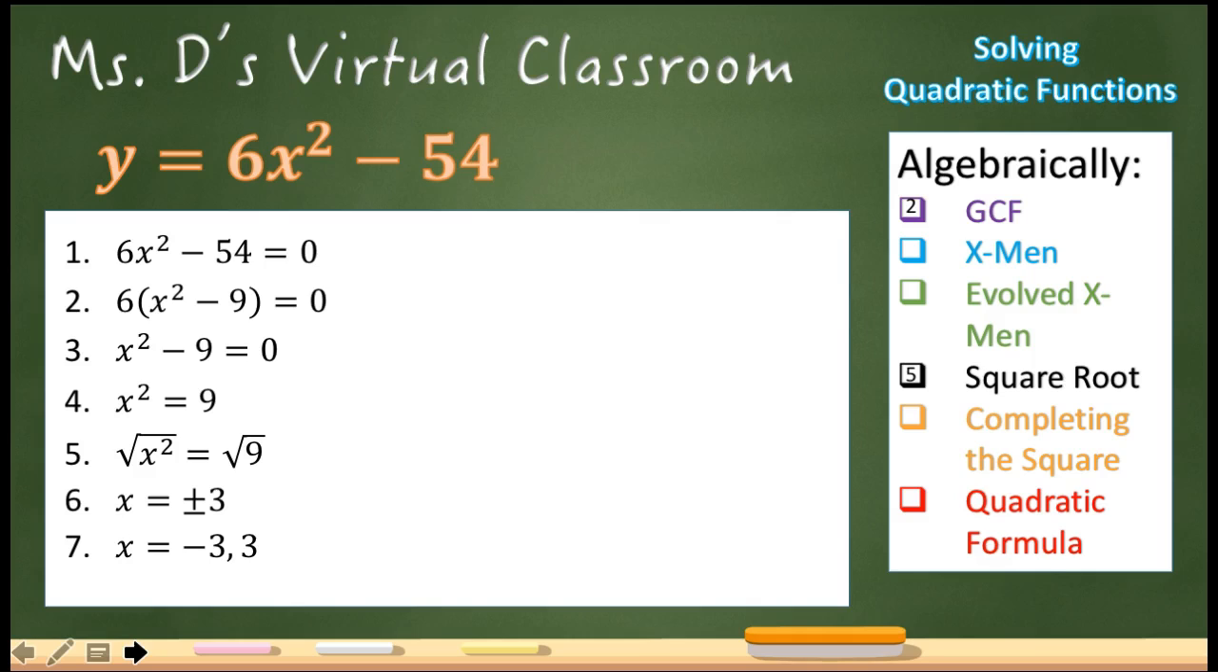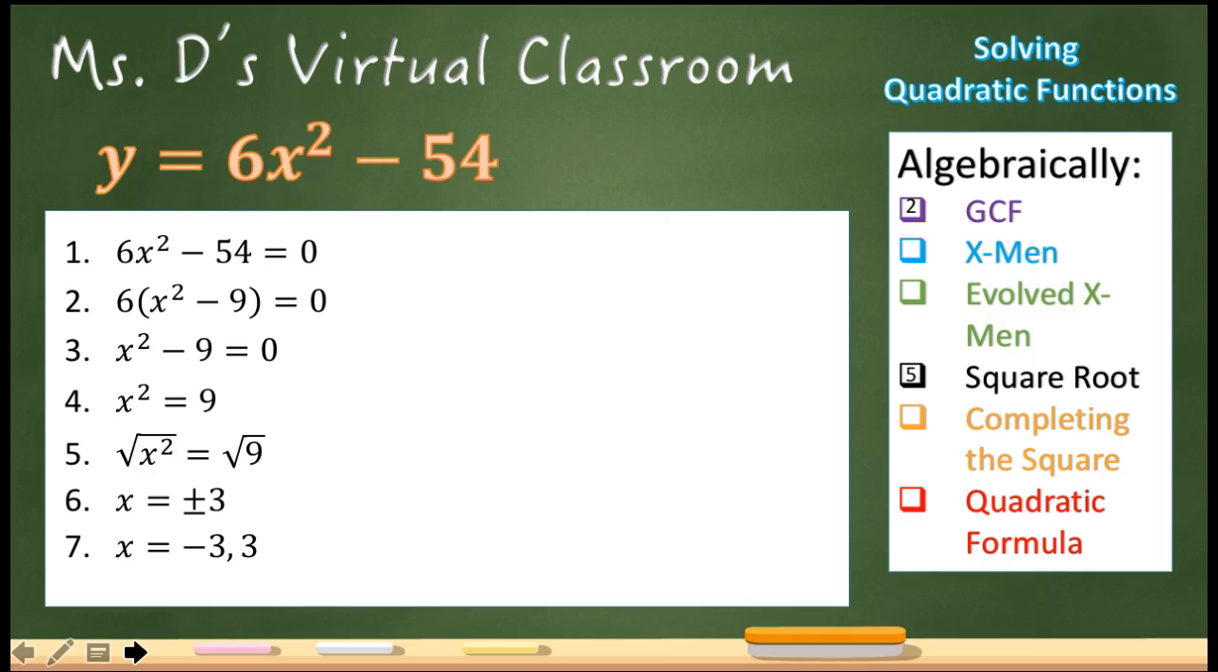If I plug negative 3 into the equation, I get negative 3 squared, which is equal to 9, times 6, which is equal to 54, minus 54, which becomes 0. If I plug positive 3 into the equation, I get positive 3 squared, which is equal to 9, times 6, which is equal to 54, minus 54, which is also equal to 0. So these solutions do in fact make the equation equal to 0. I have the right solutions.